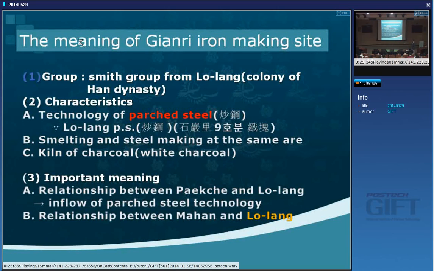First, we must think about the relationship between Baekje and Rolang. From this site, we must think about the inflow of patched steel technology from Rolang, from the Han Dynasty through Rolang to Baekje. And together, we must think about the relationship between Mahan and Rolang. It is a very, very complicated problem, not only a technological problem but also a very important political problem.